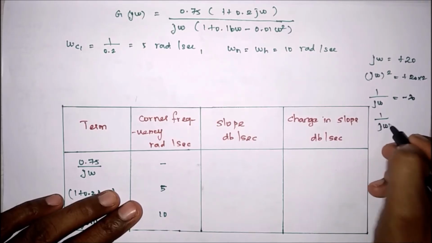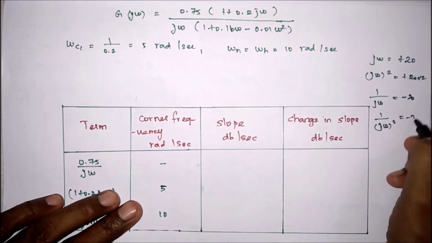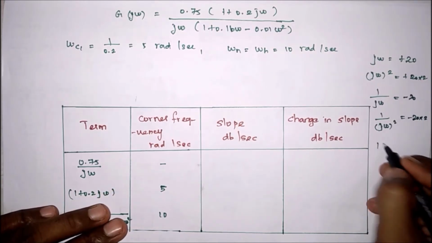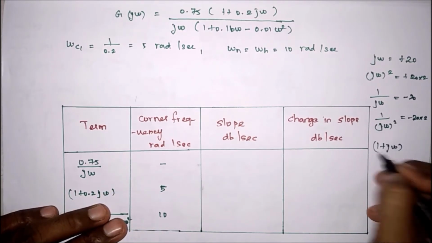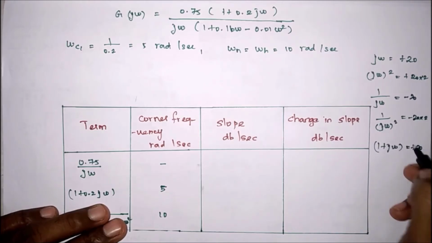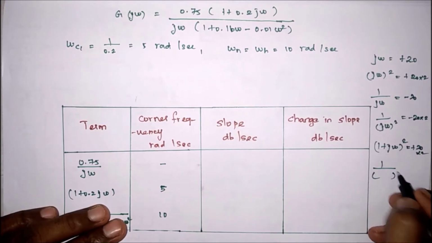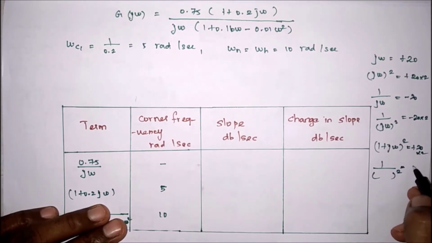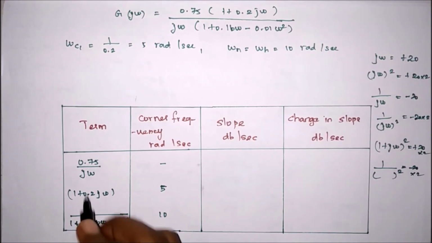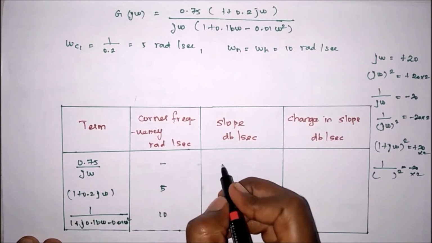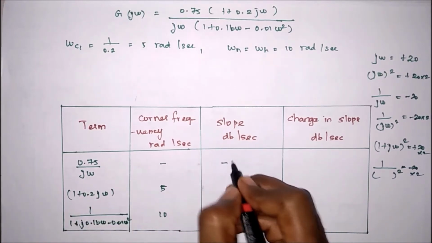Suppose 1 by j omega square means minus 20 into 2. If the term is like 1 plus j omega, we have to use plus 20. If it is square, we have to multiply with 2. Suppose 1 by the same term square, we have to use minus 20 into 2. Therefore, according to this concept, for 1 by j omega, we have to use minus 20 decibel first.